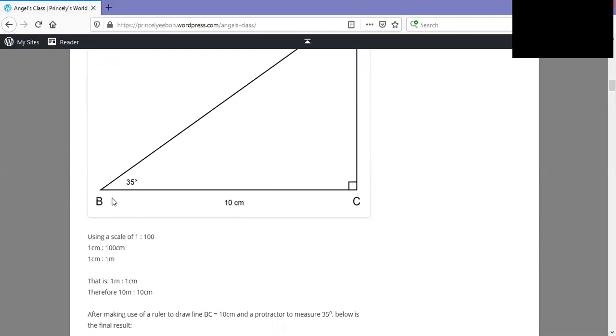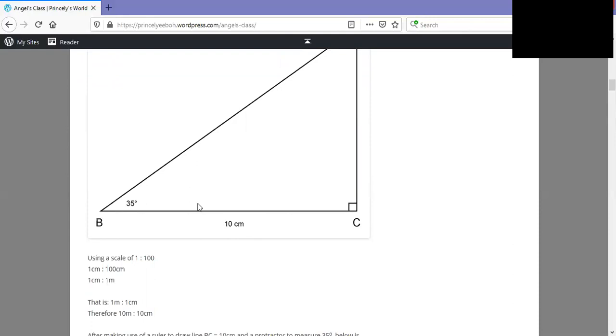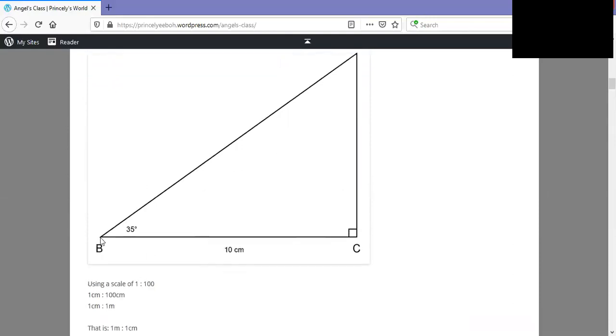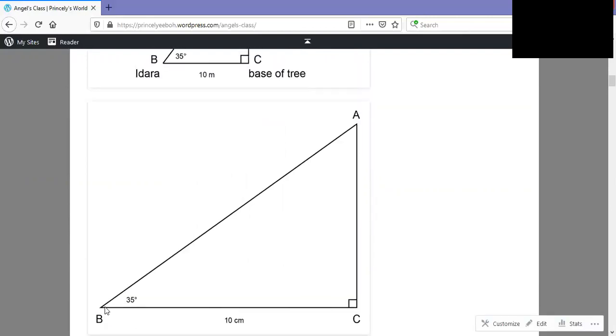Okay, so how do you start this construction? You start by using your ruler to draw a line exactly 10 centimeters. As you can see, you draw a line exactly 10 centimeters. First thing to do, like I said, is to draw the line BC, make sure it's 10 centimeters. And then use your protractor to measure your angle.